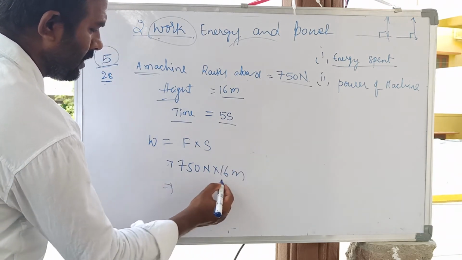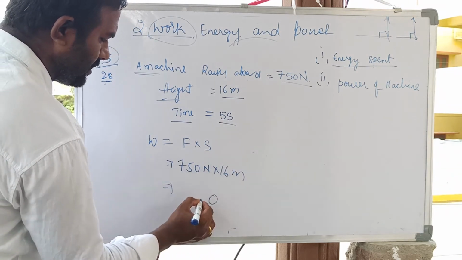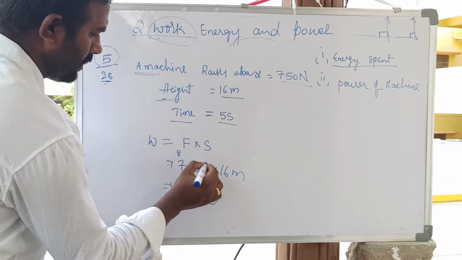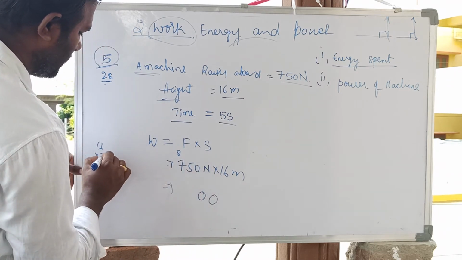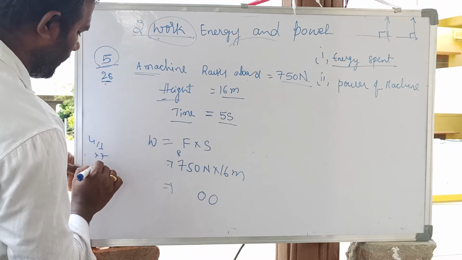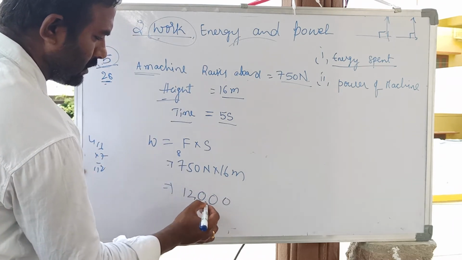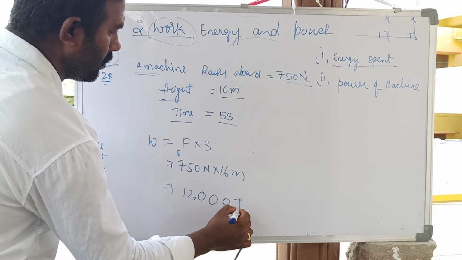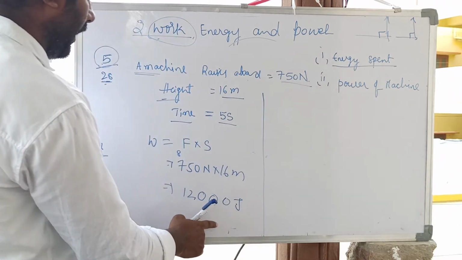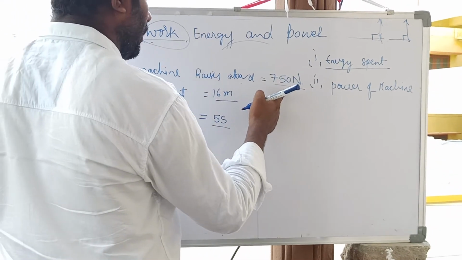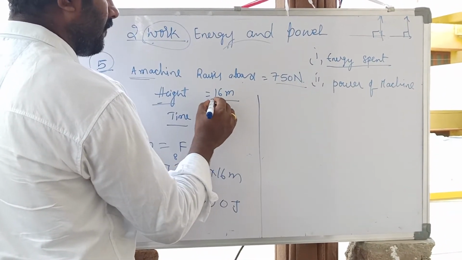We know that one. 16 0s are 0, 16 5s are 80, 16 7s are 112, plus 8 is 120, one more zero. So this is 12,000 joules. This is the energy spent to raise the load of 750 newtons to a height of 16 meters.